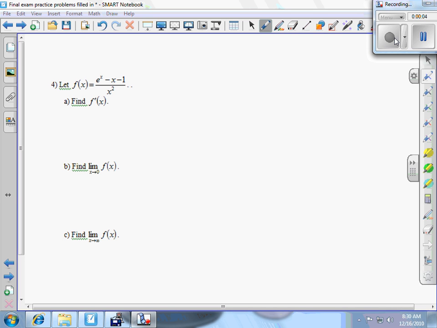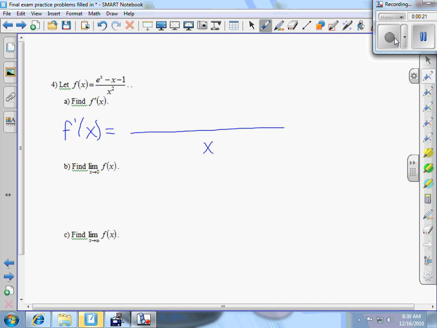Number 4 starts with the function f of x equals e to the x minus 1, all divided by x squared. Part A wants us to find the derivative. Definitely need to start with the quotient rule. Make sure you use good notation on the exam, meaning f prime of x equals.